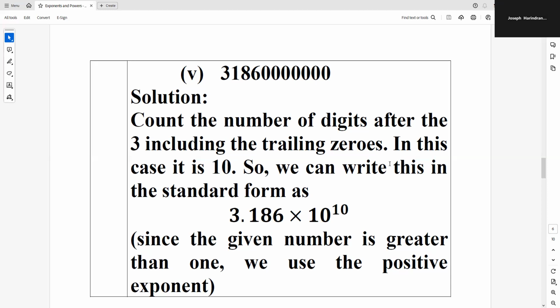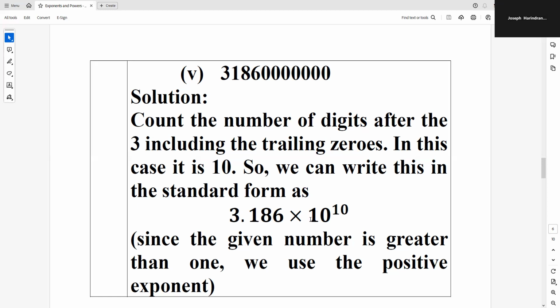We can write this in the standard form as 3 point. Now we have to place the decimal point there. 3.186. We know that the number is greater than 1, so we have to use a positive exponent. The 10 digits are there, so 10 number of digits. So 10 power 10. The base is always 10.